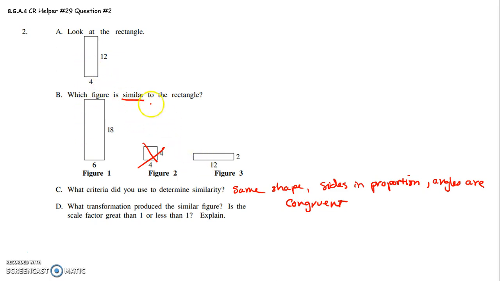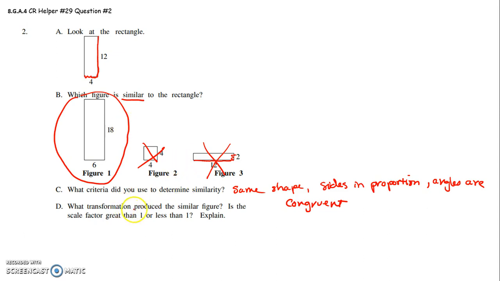I can tell it's not this one because if the length stayed the same, then the width of 4 would have to stay the same, and it didn't. It's definitely this one. I saw the one that has the same shape, sides are in proportion. I'll talk about that in a minute, and where the angles are congruent.